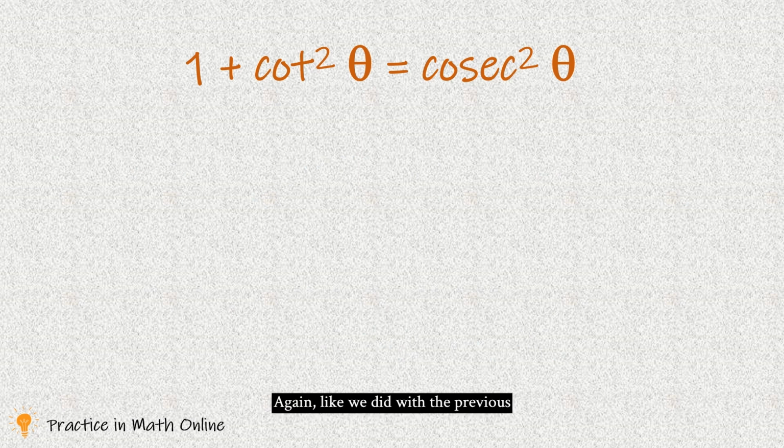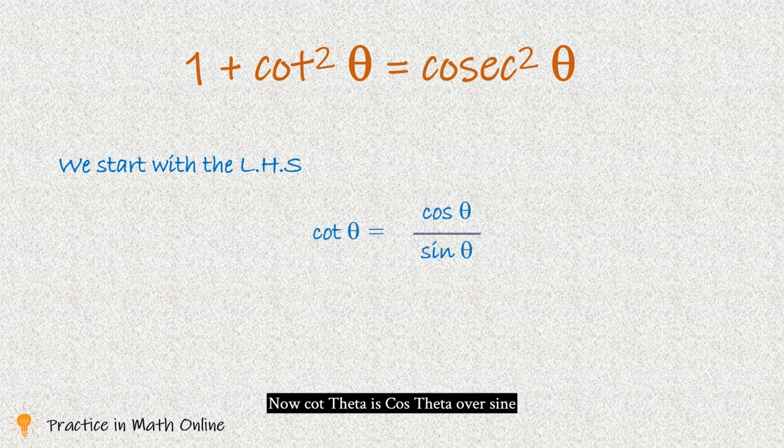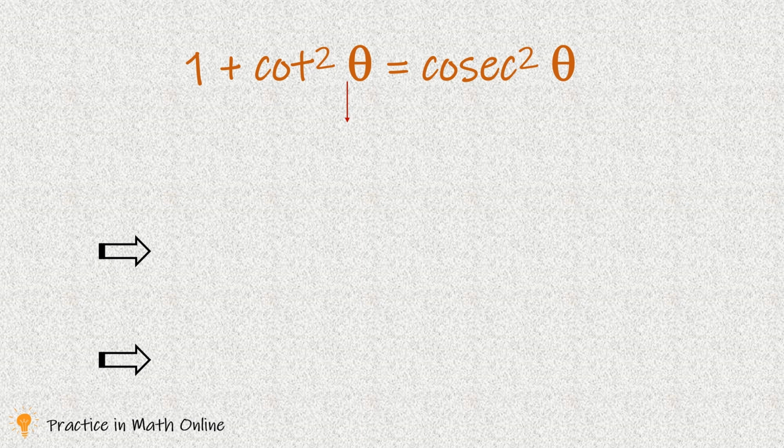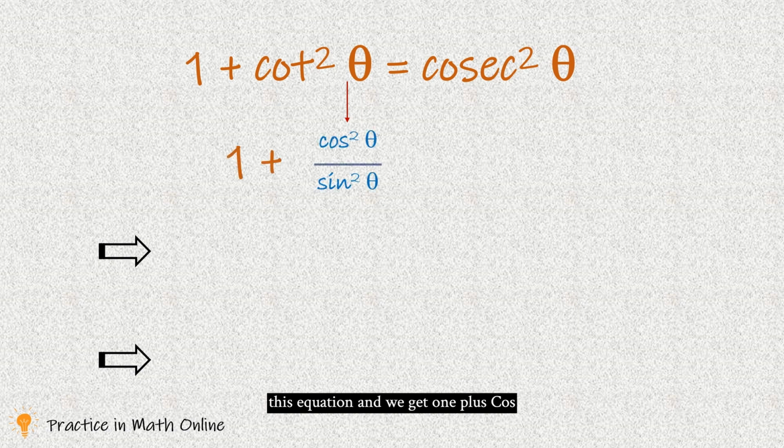Again, like we did with the previous case, we start with the left hand side. Now cot of theta is cos theta over sin theta. So on squaring, we get cot square theta is cos square theta over sin square theta. Again, we substitute the value of cot square theta in the left hand side of this equation and we get 1 plus cos square theta over sin square theta.